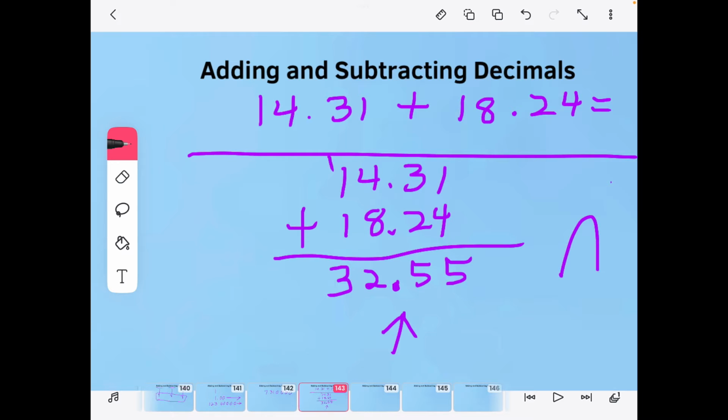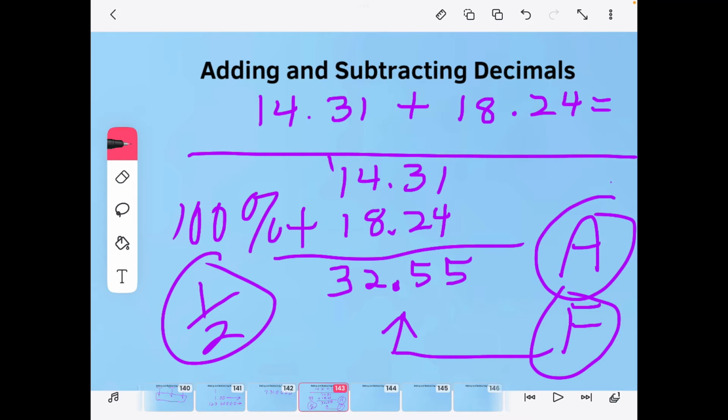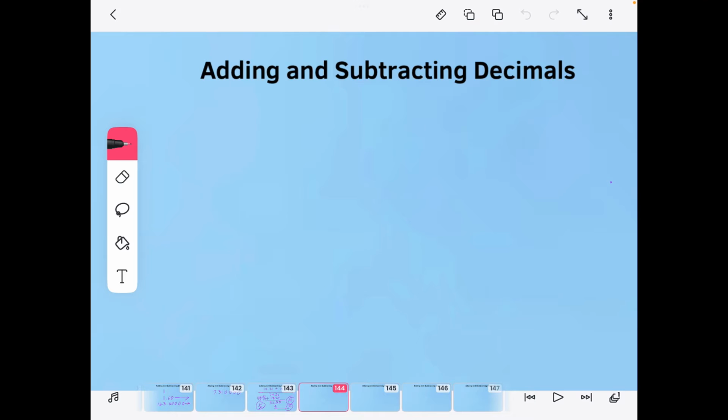I will get an A, and I want you to get an A. If you forget the decimal point, you'll probably get an F. A nice teacher, if you're really, really new, will say, hey, you forgot your decimal point. I'll give you half credit. That's still not good enough. You want to get 100%. And the way you do that is by following procedure.